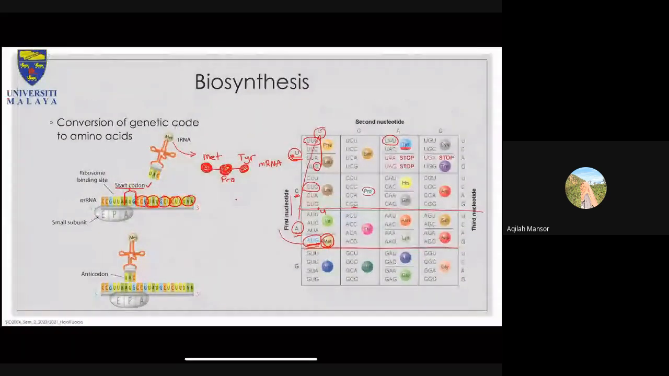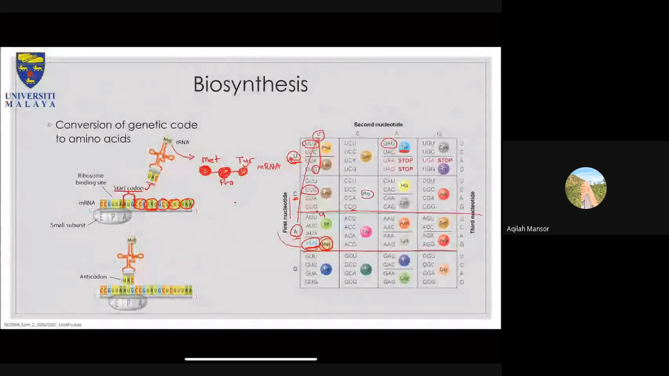So the 3-letter code gives a very, very high specificity. That's why our body can produce multiple copies of proteins in a very sensitive manner, and every single protein will definitely function in a similar manner. So this is one of the reasons.